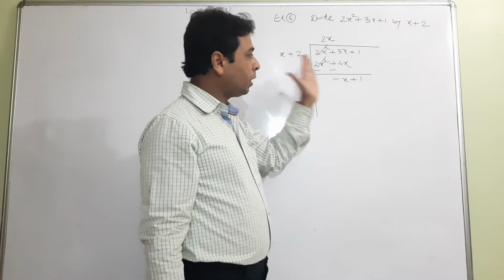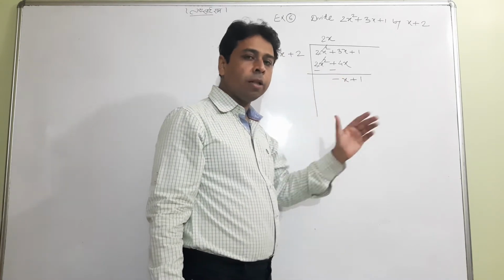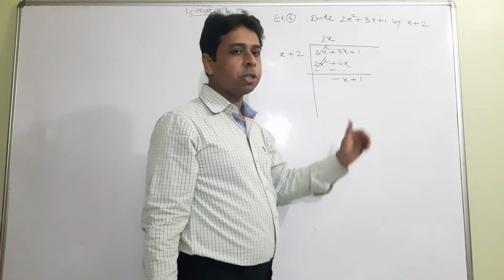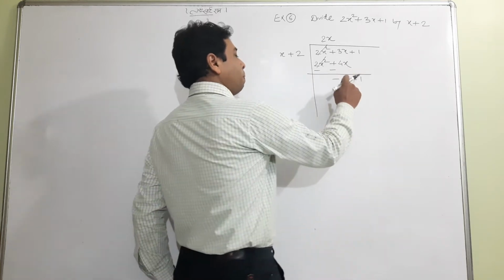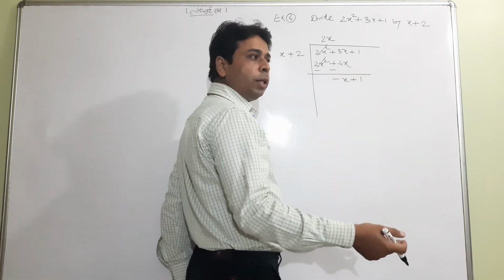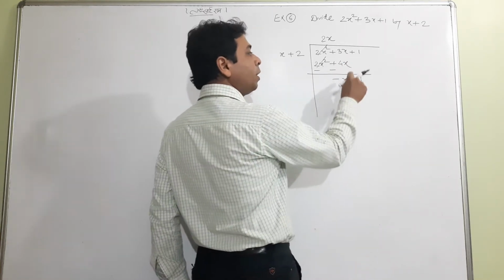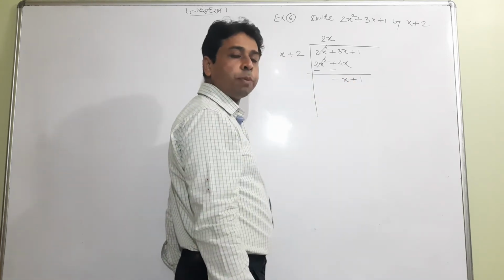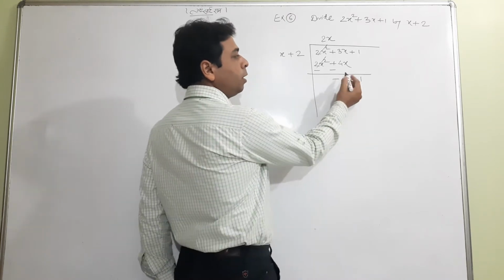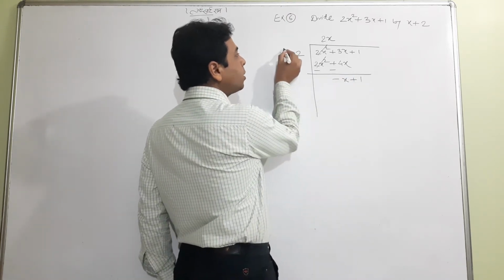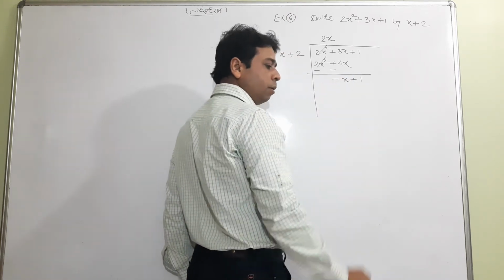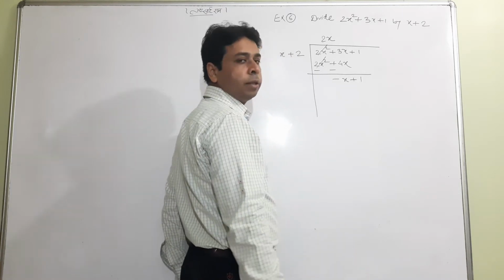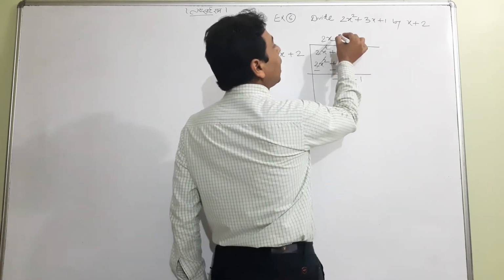Both are equal, meaning the remainder is still there. The division will still continue, meaning it will be divided more. When will it end? It will end when the remainder's power is less than the divisor's power. I again say, it is x to the power 1, meaning the divide procedure will still run. Then what will I write here?